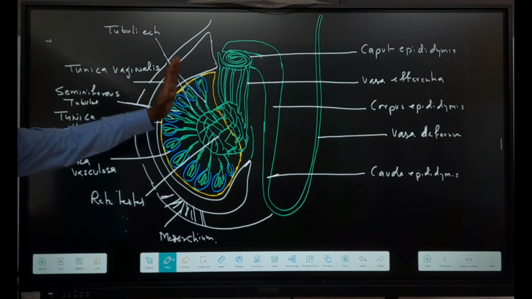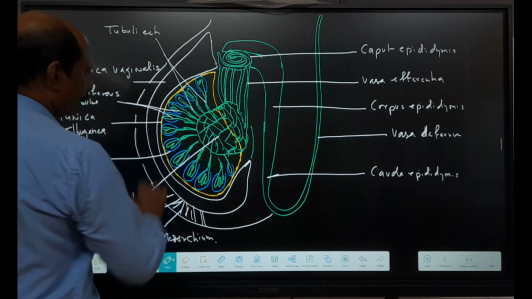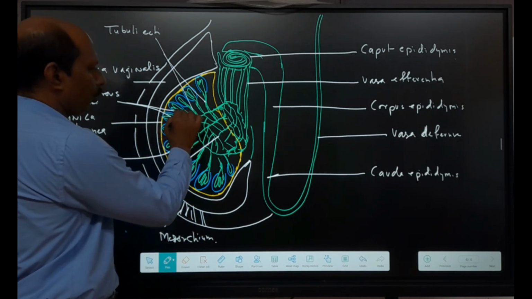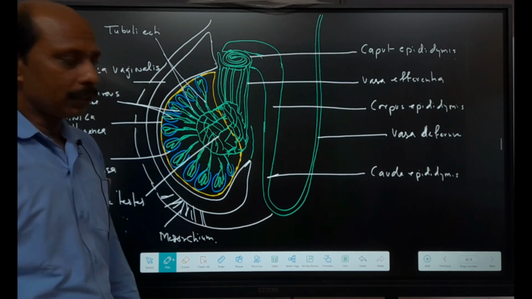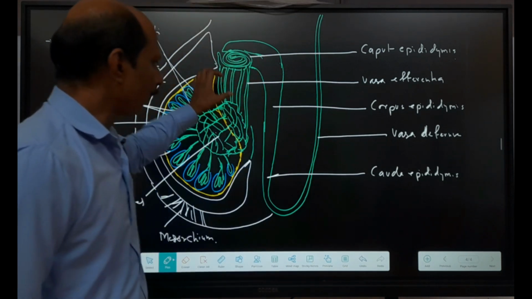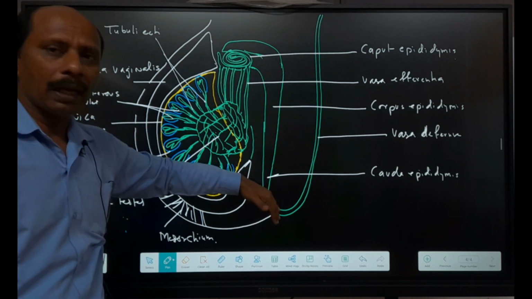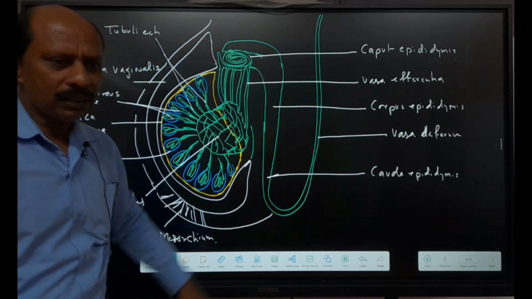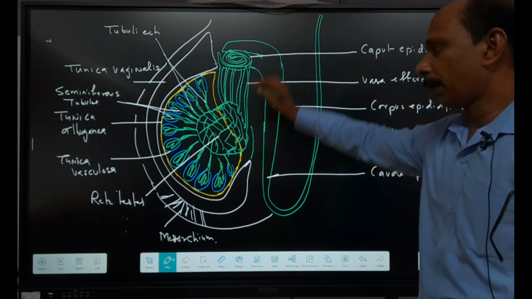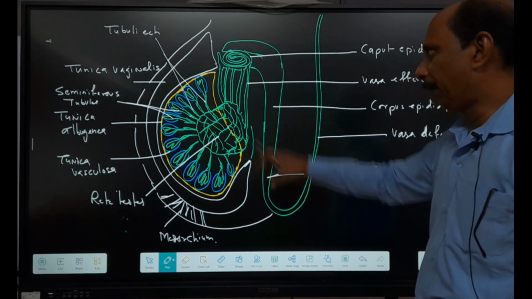and seminiferous tubules. Then if someone asks where sperms are formed: inside the seminiferous tubules, and from these they come into the tubuli recti, from tubuli recti into the rete testis, and from rete testis into the epididymis, through the vasa efferentia. From vasa efferentia they come into the caput epididymis, then corpus epididymis, then cauda epididymis. This epididymis is 6 meters long in male humans, right? And here sperms are stored for maturation. Maturation of sperms occurs inside the epididymis, right?